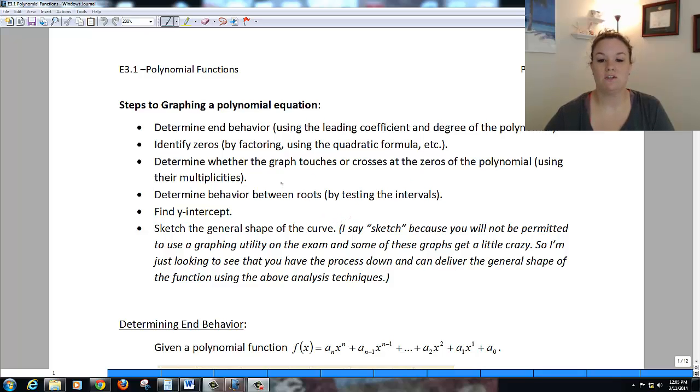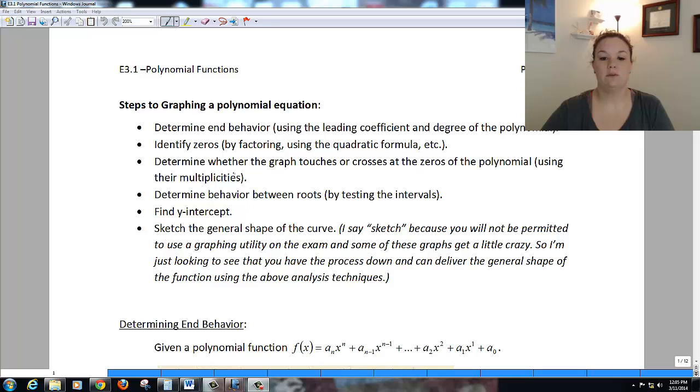Okay, first of all, we determine the end behavior, and we can do this by using the leading coefficient test and the degree of the entire polynomial. Then we identify the zeros by factoring or using the quadratic formula or whatever our method is. Okay, when we identify our zeros, that's basically finding the x-intercepts.